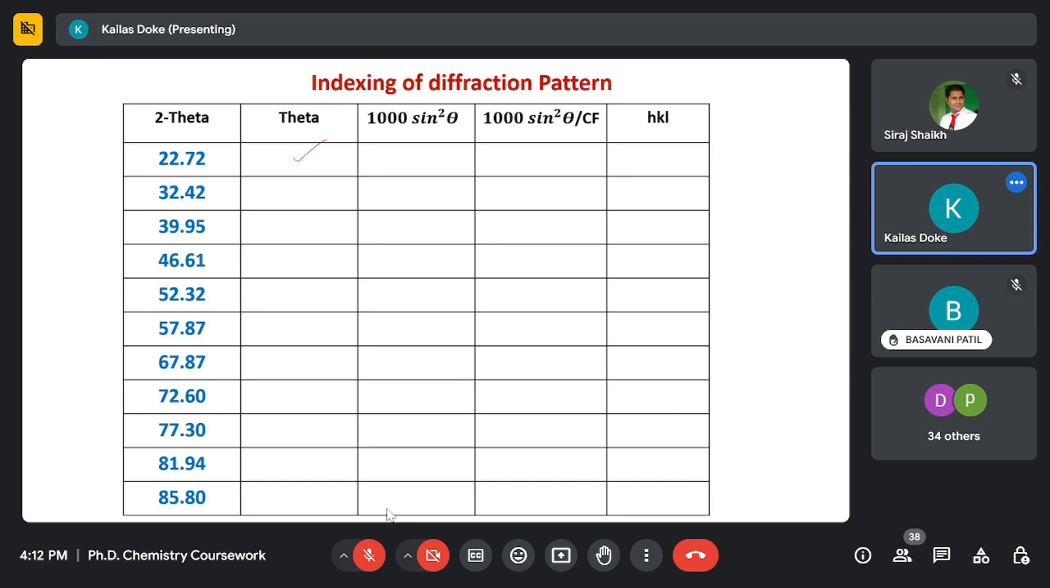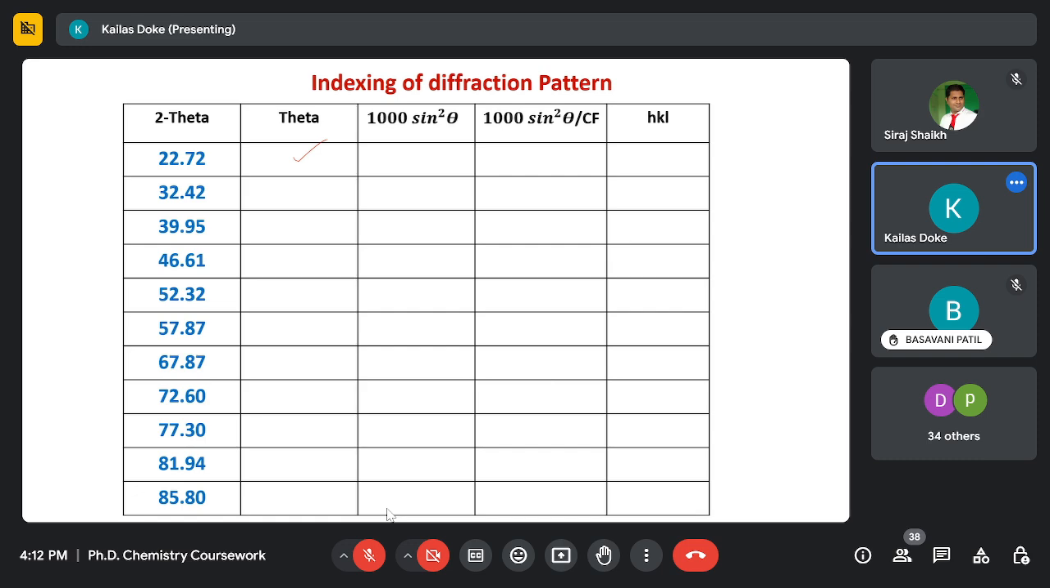Sine square theta will be a smaller number. By multiplying by 1000, it gives a bigger number. So this is a bigger number: 38.8, 77.93, 116.64, 156.46. So we got the bigger numbers. Those bigger numbers have to be converted again into the smallest integral numbers, like 1, 2, 3, 4. So for that, we have to divide those bigger numbers by some common factor.